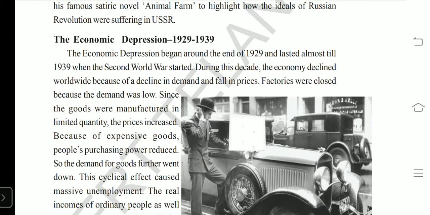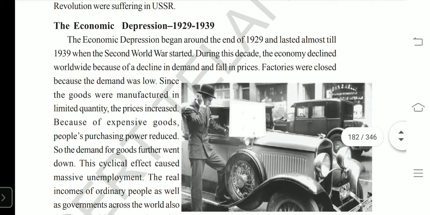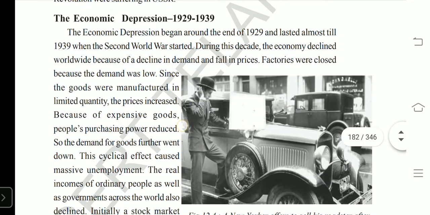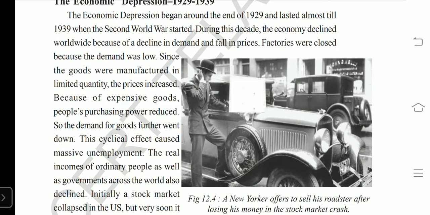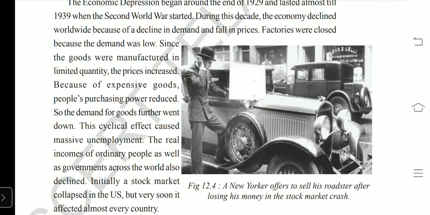As the prices fell, many factories were closed because of losses. Many of the factory owners were not willing to produce goods as their price was low in the market due to the fall in demand. So factories were closed, and because of the low demand, goods were produced in very small quantities. To produce very limited goods, there is no need for many workers, so many workers were thrown out of employment.